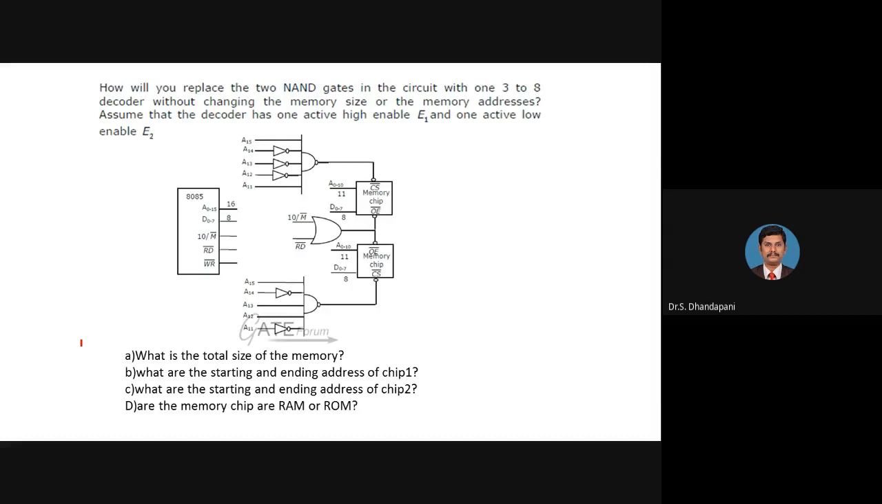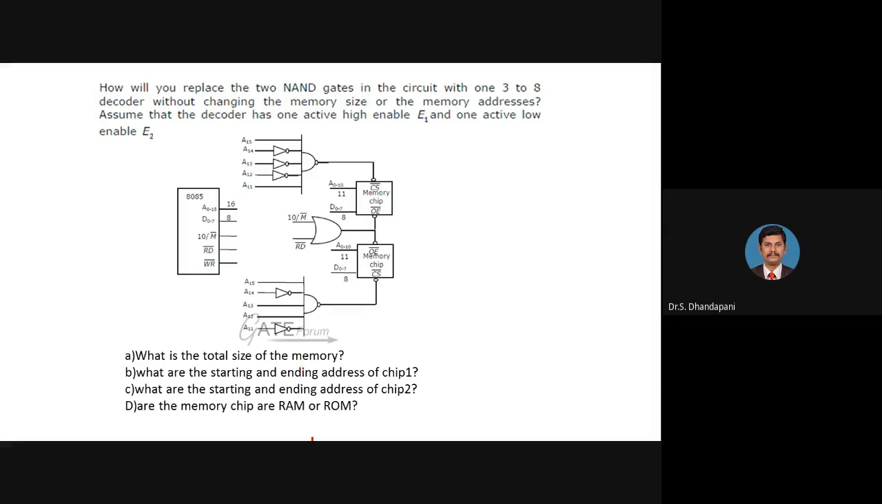The diagram is given. It is an 8085 microprocessor. We have a memory chip. The memory chip is using A0 to A10. That means it is using 11 address lines. If it is using 11 address lines, what will be the amount of memory? Any guess?